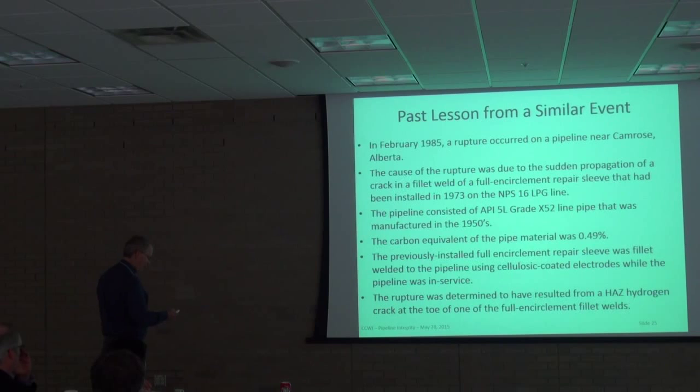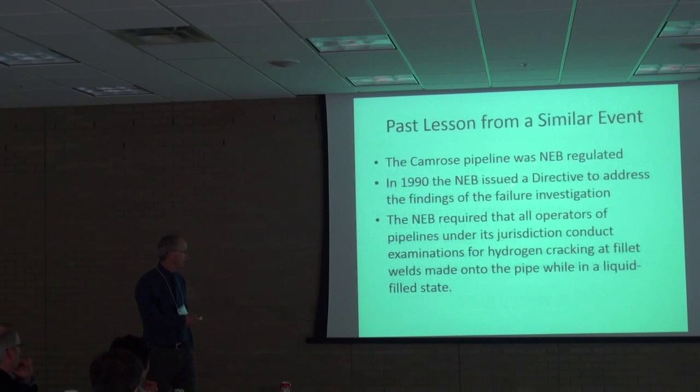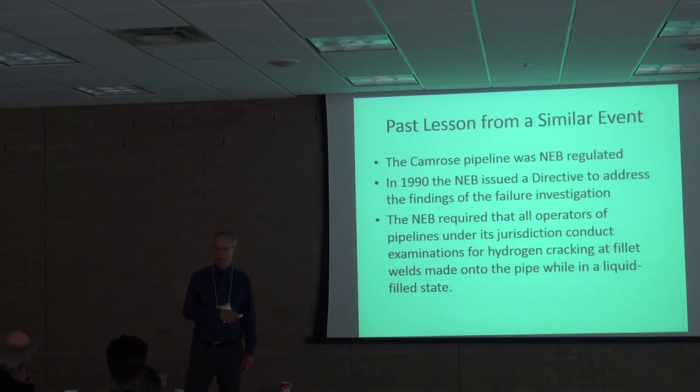So again, they had a full encirclement sleeve that was fitted to the pipeline using cellulose coated electrodes, while the line was in service, which we wouldn't do, so of course you get the quenching effect. The rupture was determined to be from the heat effect of the hydrogen crack at the toe of one of the welds. As a result of that failure, which was a very serious failure at the time, this pipeline was regulated by the National Energy Board.